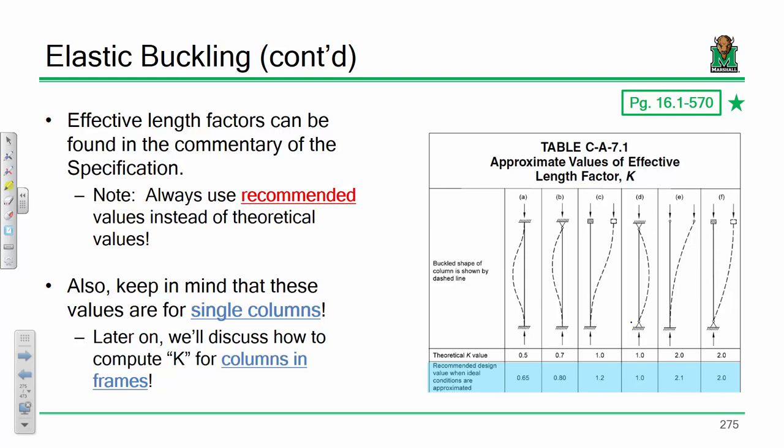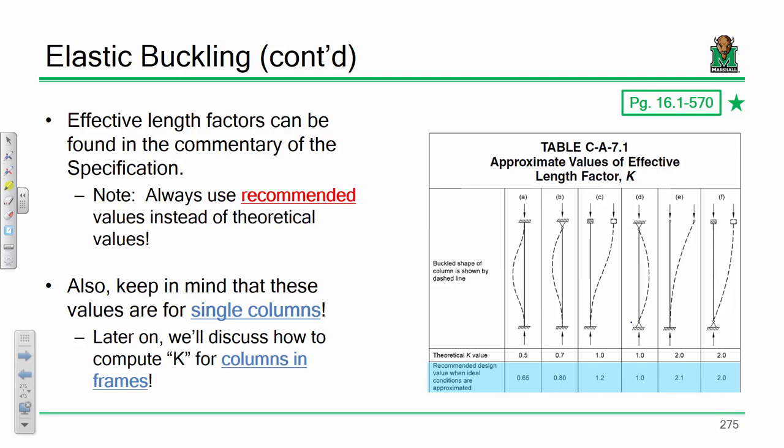All right. So we're on 16.1-570. Does everybody see a table that looks something like this? Okay. So these are approximate values of effective length factors. Now, one of the things I want to point out about this table, first off, this is a tabbed page. You are going to be referencing this a lot.